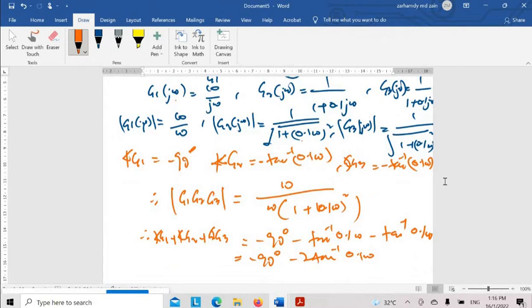Doktor, saya tanya. Jadi dia sebabkan root tu sama yang doktor tak buat G3 ke? Ya betul, root dia sama. Jadi bila sama tu kita combine saja. Okay, boleh, tak ada masalah. Kalau tak sama kita kena buat asingan, sebab dia sama.